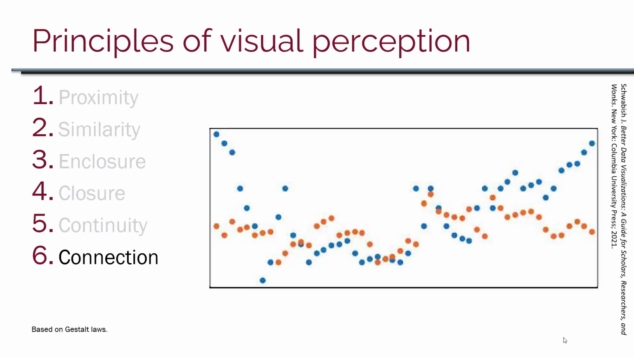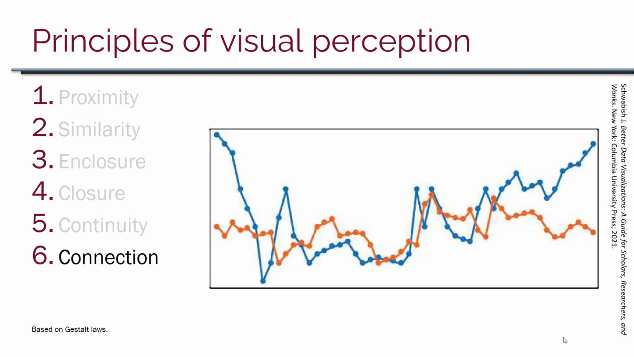What if I change the color? Now I'm using similarity, because the first principle didn't work, so I went to similarity. I changed the color. So at least you can say there are 2 sets of data, right? But is it easy to follow whether they're going up or down? You have to work really hard, right? So the concept of connection is that sometimes you may need to connect the points to make it easier for the eyes of the audience to follow where the data is going.